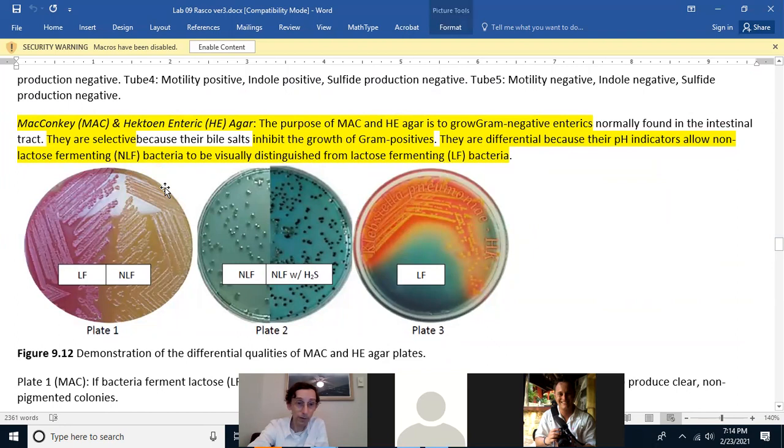And then you look for their differences in the species, for their lactose metabolism. On MacConkey's, if they ferment the sugar lactose, they're pink. If they don't ferment the sugar lactose, NLF means non-lactose fermenter, LF lactose fermenter, they're not pink. This one is off-white or something like that, or white.